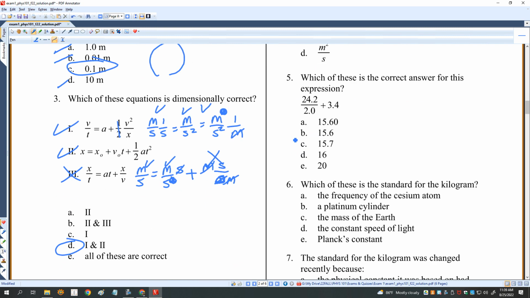Which of these is the correct answer for this expression? Well, first of all, always do parentheses first and then multiplication and division. So that would be 12.1, but I would just represent it as 12 plus 3.4.